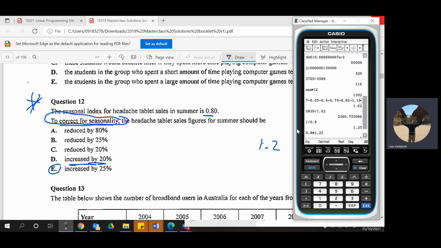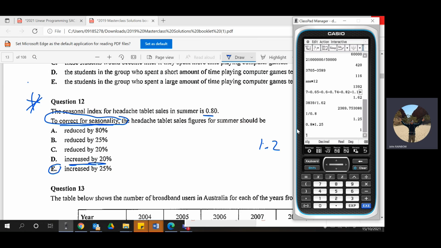How you do it on your CAS is all you need to do is literally go 1 divided by your seasonal index, and I need to increase that by 25%. You can minus 1 if you want, and then times it by 100, and that would get you to the percentage. That's another way you can do it. I tend to personally just go, so if my seasonal index was 1.2, to correct for seasonal index, I would go 1 divided by 1.2, and what I need to do is I need to decrease that, so then I can actually go minus 1 times by 100. I need to decrease it by 16.7%.